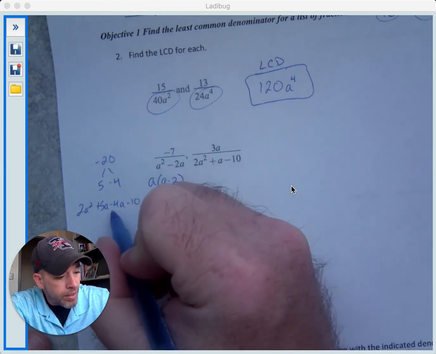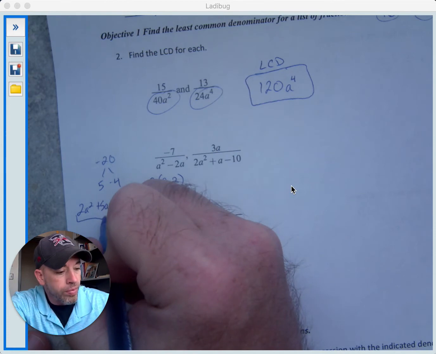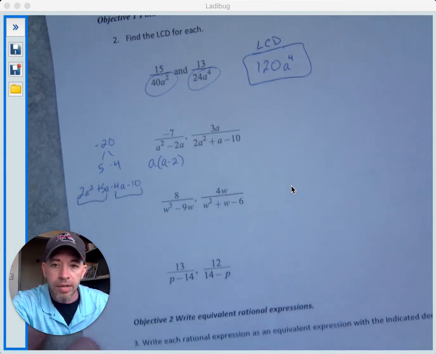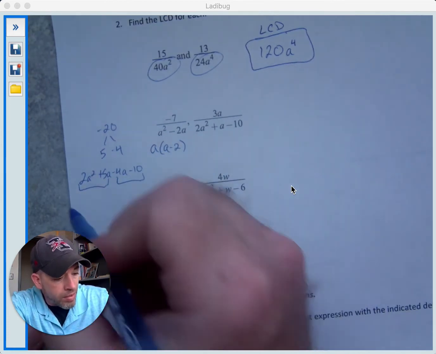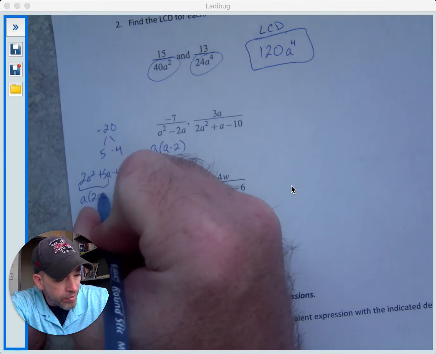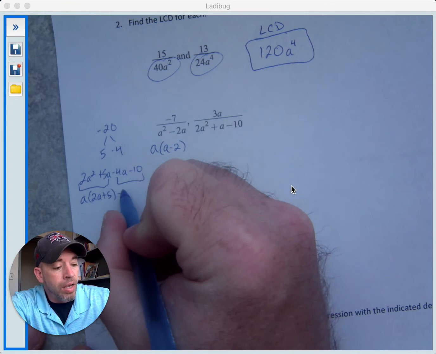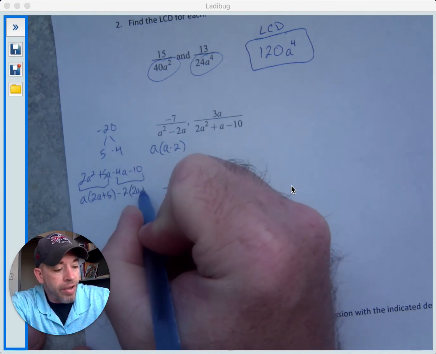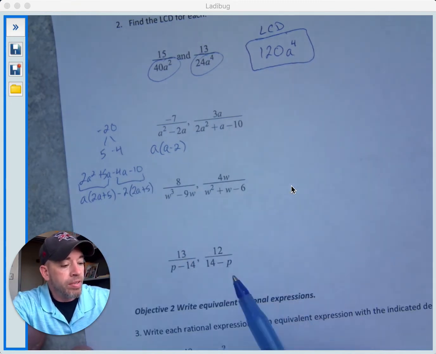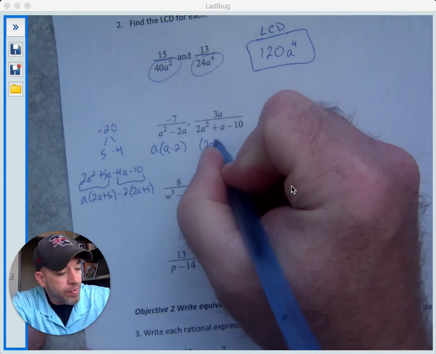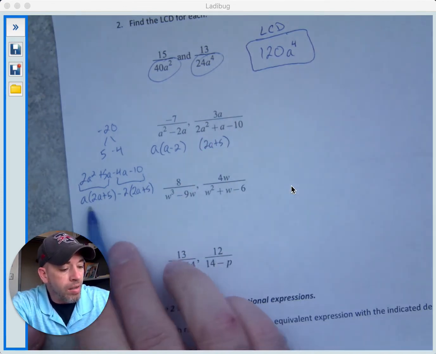And then we factor by grouping. These first two, the only thing I can factor out is an a, I believe, so we have a times 2a plus 5. And the second two we can factor out a negative 2, and we get 2a plus 5. And so both of them have a 2a plus 5, and then we have an a minus 2, right?